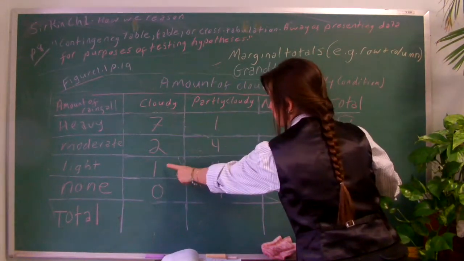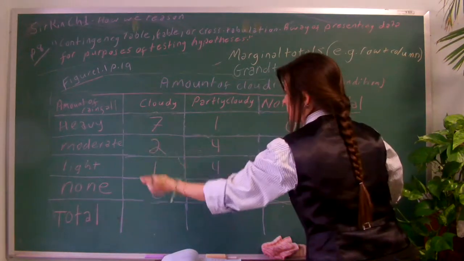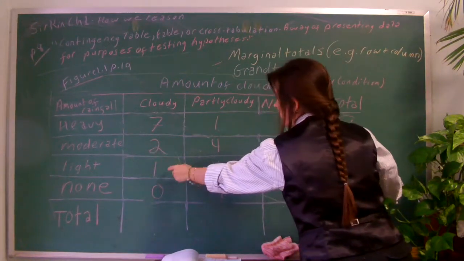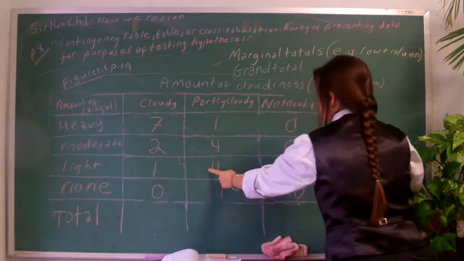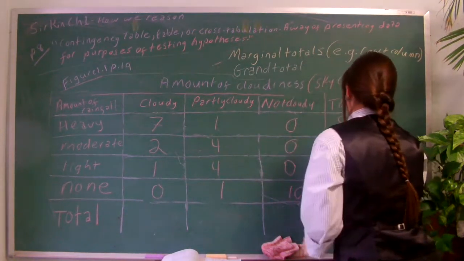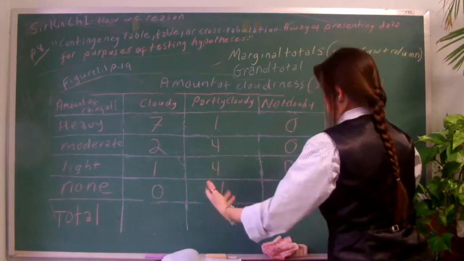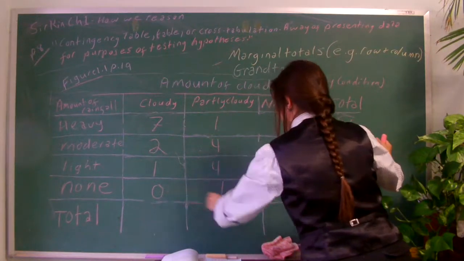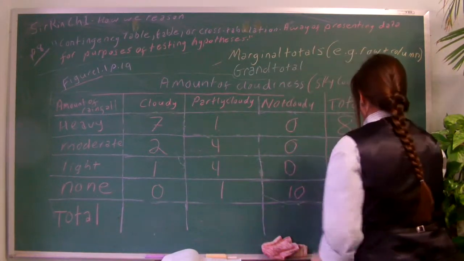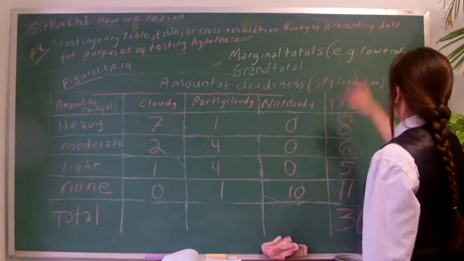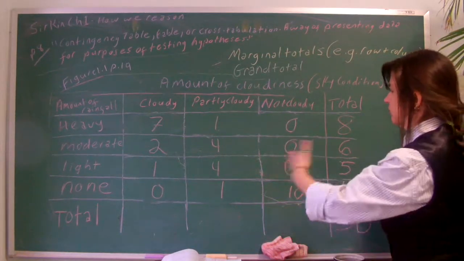Previously he did on page 8. But okay, next, let's move on to the next row, light rain. 1 plus 4 is 5, plus 0 is still 5. And for none, 0 plus 1 plus 10 equals 11. That's your row marginal totals for those rows.